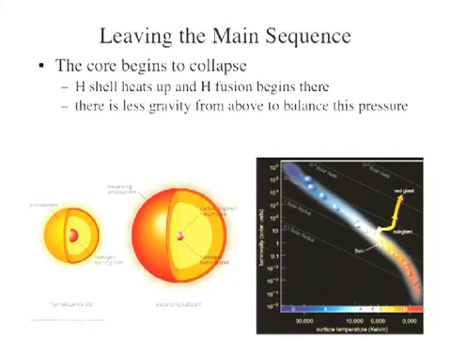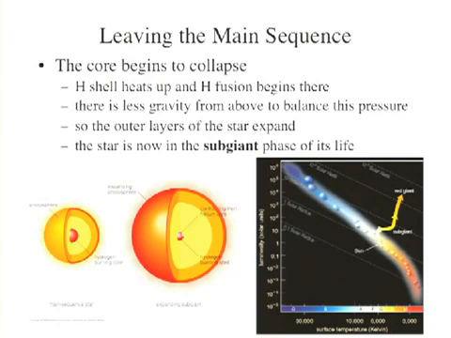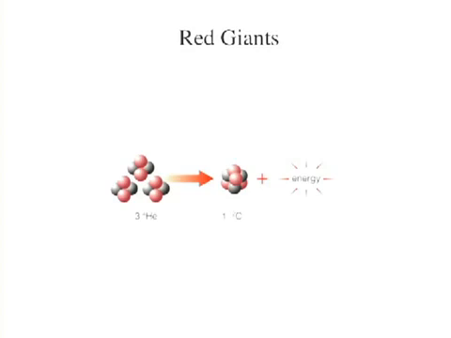And there's less gravity to hold it from above at this point. That means the star is going to expand a lot, and that pushes it out. This phase is called the subgiant phase. And finally, it's going to get to the stage of producing carbon, where 3 heliums collide and produce a carbon atom.